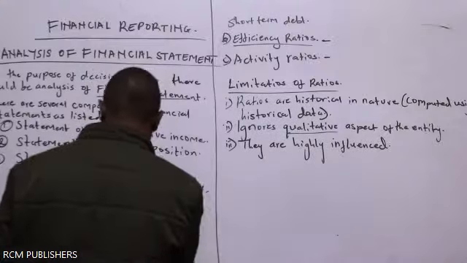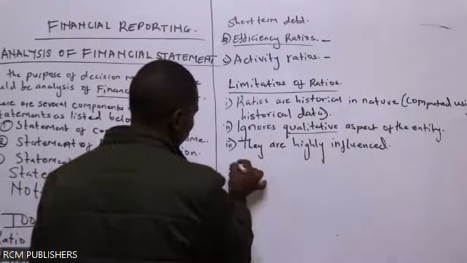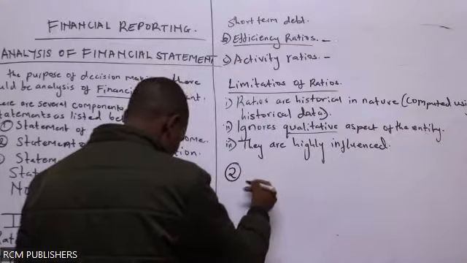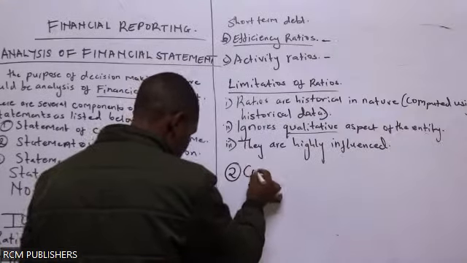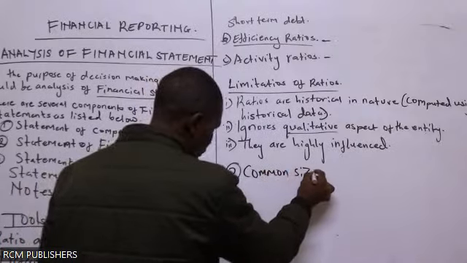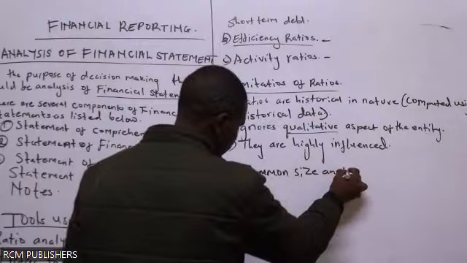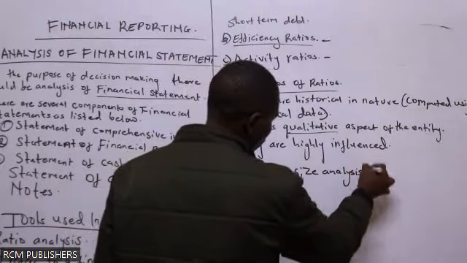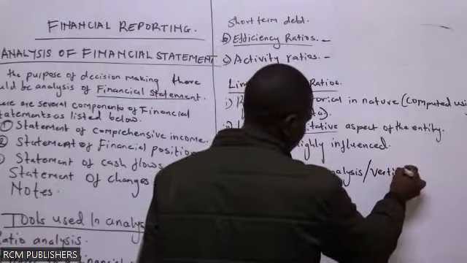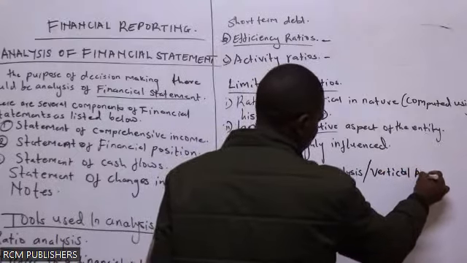Then the next tool, this is one. Number two. Tool number two is the common size analysis, or vertical analysis.